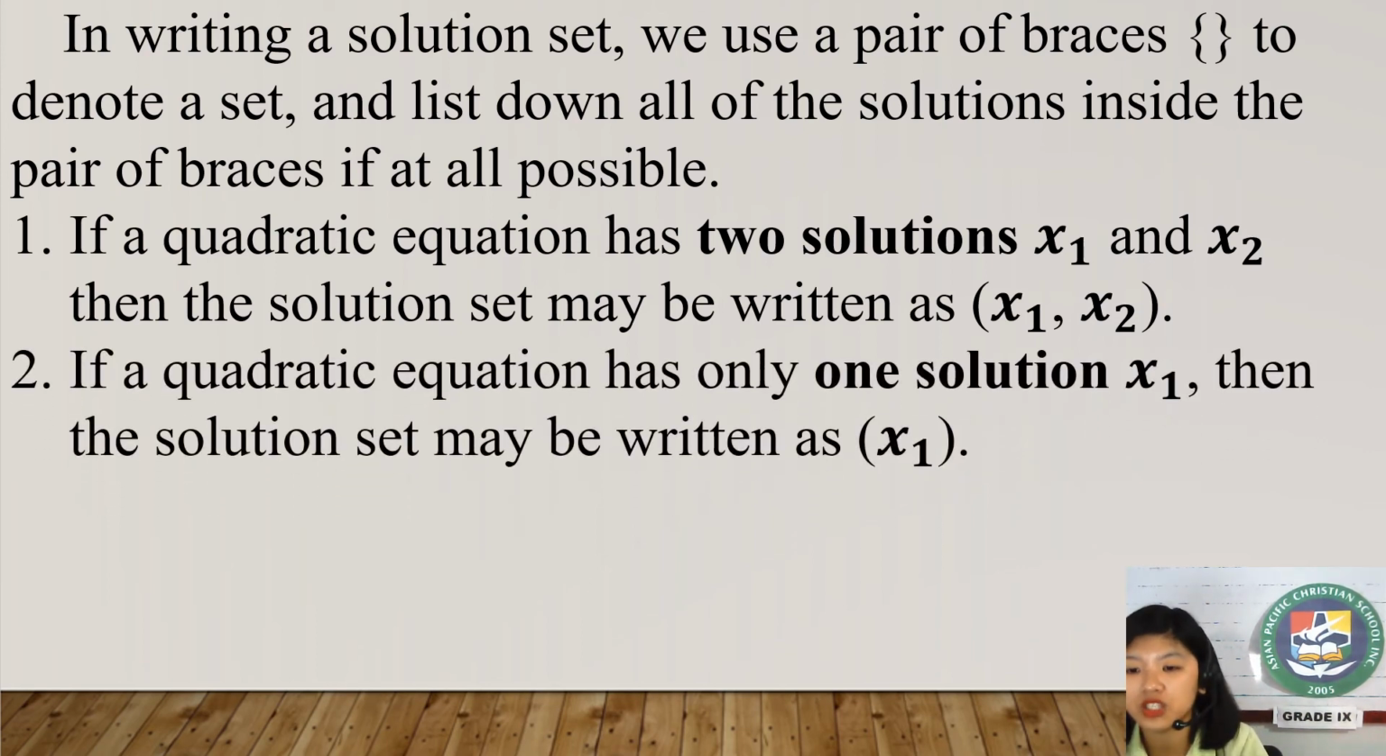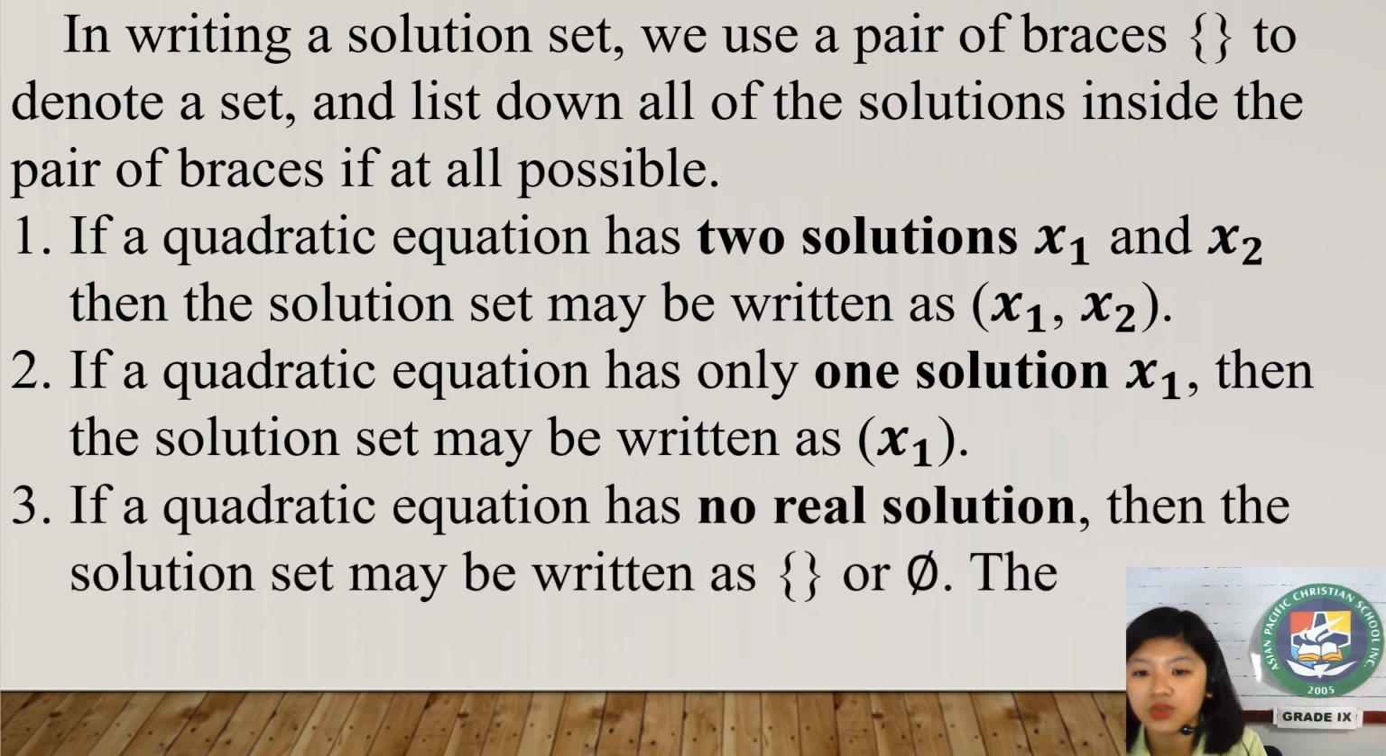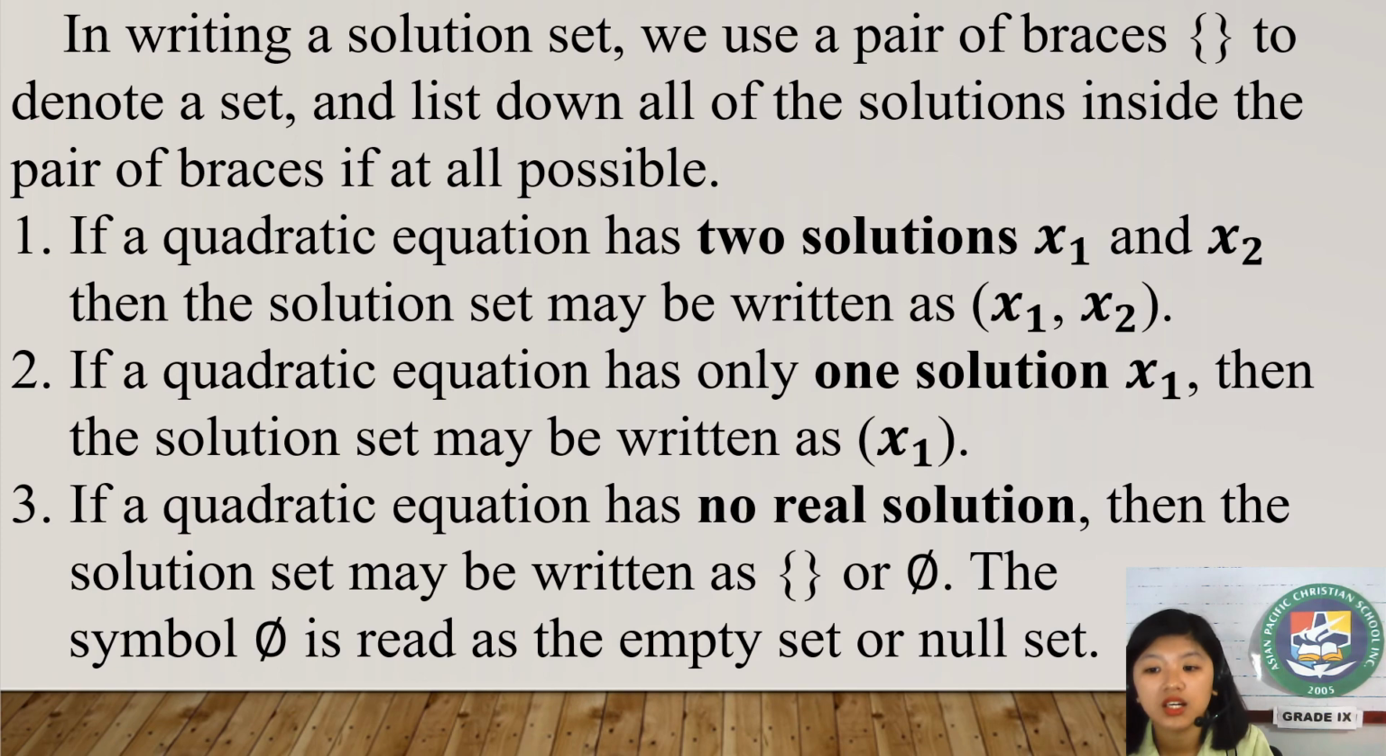Next, we have if a quadratic equation has only one solution or x sub 1, then the solution set may be written as x sub 1. Or halimbawa, yung solution kanina na 9. So, ilalagay mo lang siya 9. Next, we have if a quadratic equation has no real solution, then the solution set may be written as yung dalawang braces, yung symbol na yan yung empty set or null set.